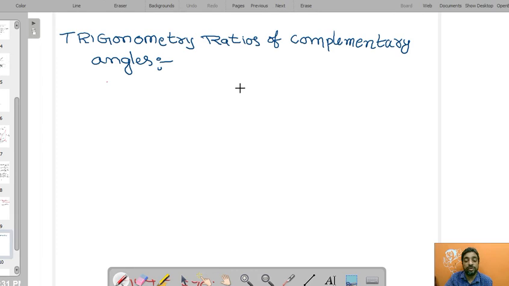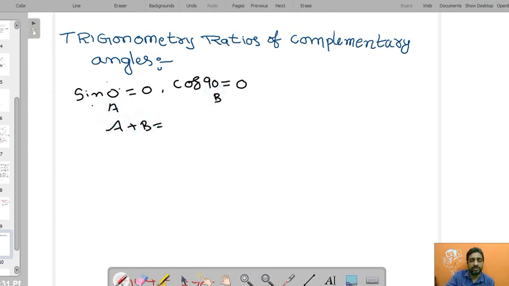Complementary angles means 90 degrees. If the sum of two angles is 90 degrees, what happens? Let us see from the table. From the table, sine 0 value is equal to 0. Very simple. Cos 90 value is also 0. It means sine 0 is equal to cos 90. So here I am taking as A, here it is B. Then A plus B is equal to 0 plus 90, that is equal to 90. So the sum of the two angles is equal to 90.